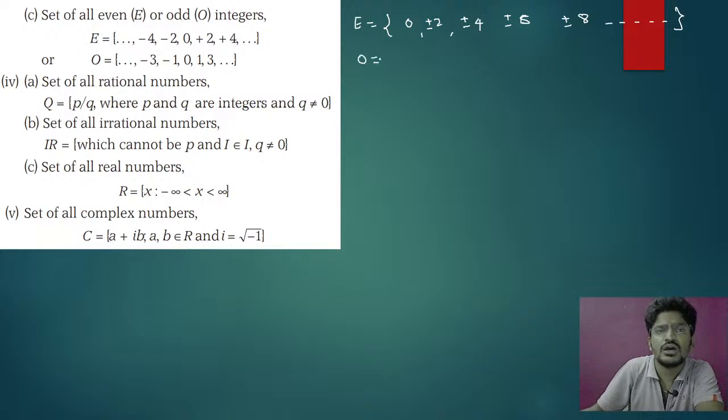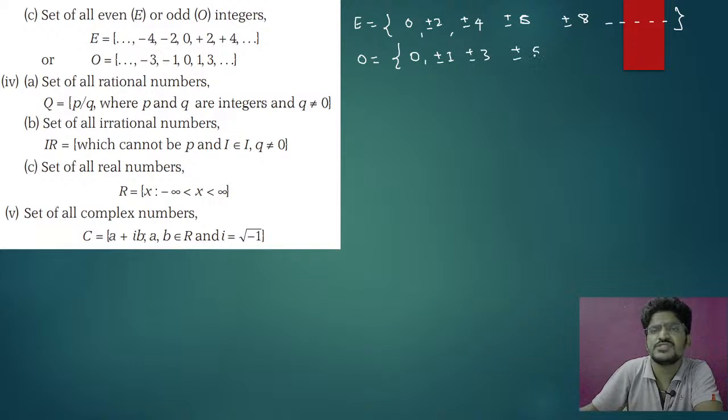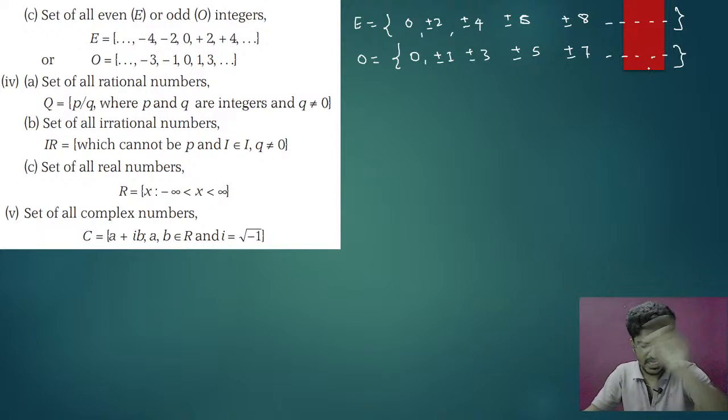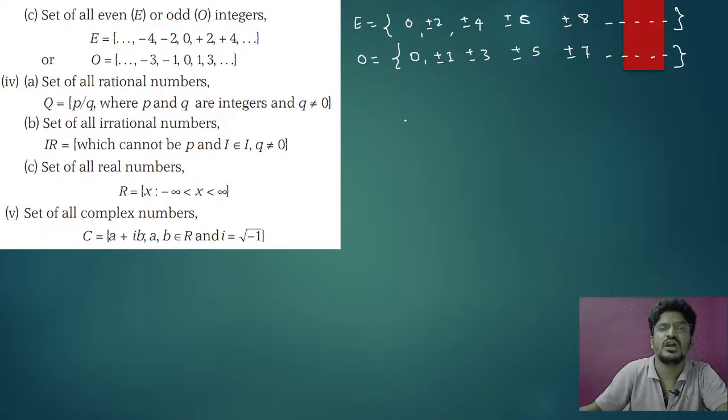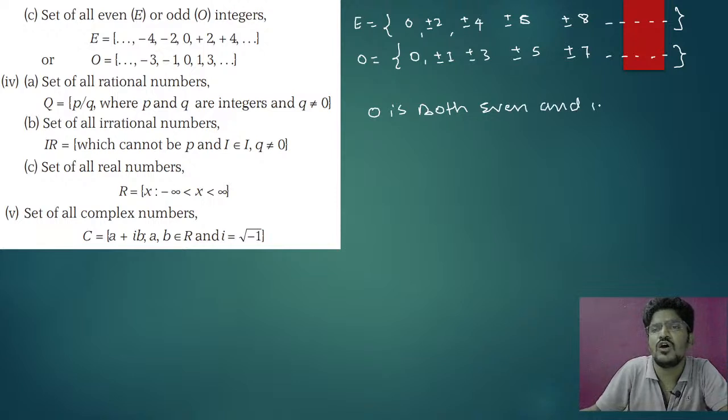And odd, see again here also 0 is included. You can see plus or minus 1, plus or minus 3, plus or minus 5, plus or minus 7, and so on. Again 0 is important here. 0 is both even and odd.